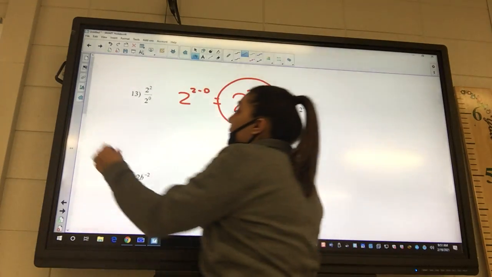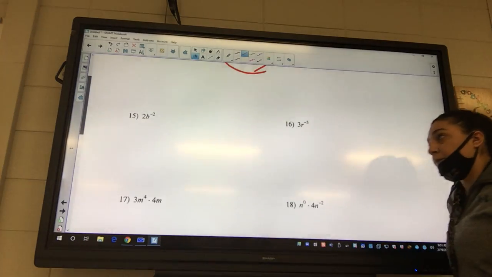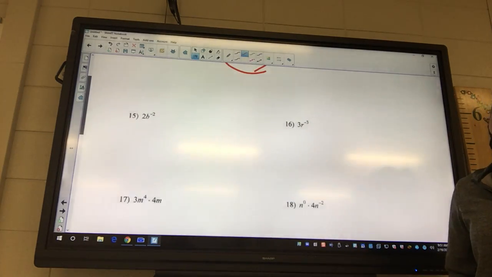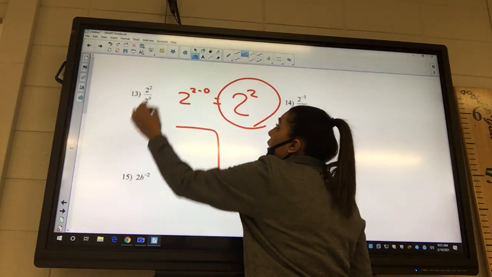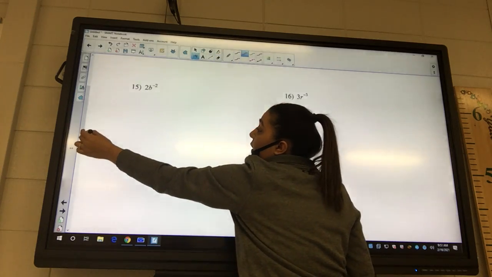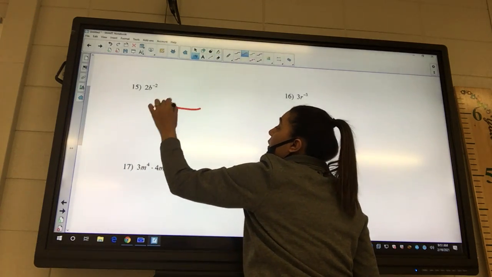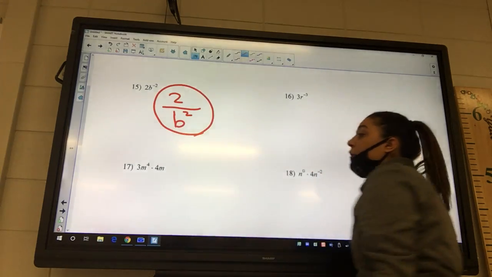So look at 15, okay? Is there any negatives? Yeah. Where do negatives go? On the bottom. So where does that 2 go? Top. And b to the -2. Bottom. And it becomes positive.